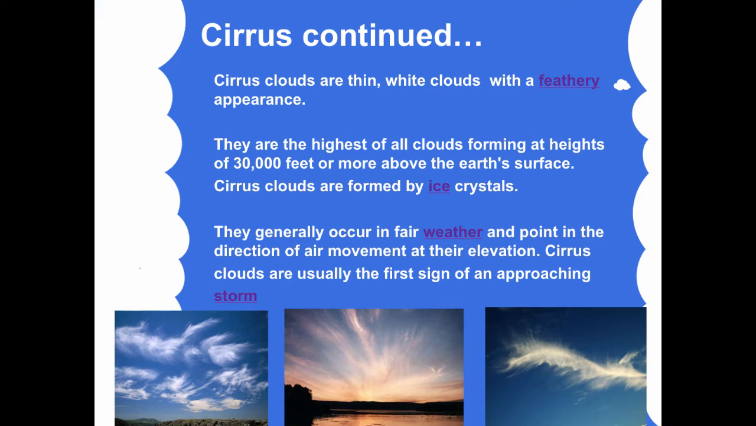Cirrus clouds are identified based on their feathery-like appearance. They're the highest forming cloud. They usually form at heights of 30,000 feet or more, and they are formed by ice crystals. When you see a cirrus cloud in the sky, you usually see them in the morning, and it indicates pretty fair weather, but it also can tell you the direction that the wind is blowing based on where the tails are moving.